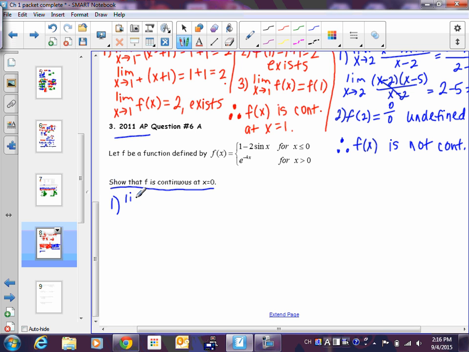So let's start again, and this is a piecewise function, so we're going to have to do the left and right-sided limits. The piece for the left side always comes from the x less than, which is typically the top, but not always. You're really looking at the less than. And so 1 minus 2 sine x. So that's going to be 1 minus 2 sine of 0. And does anybody remember what sine of 0 is?